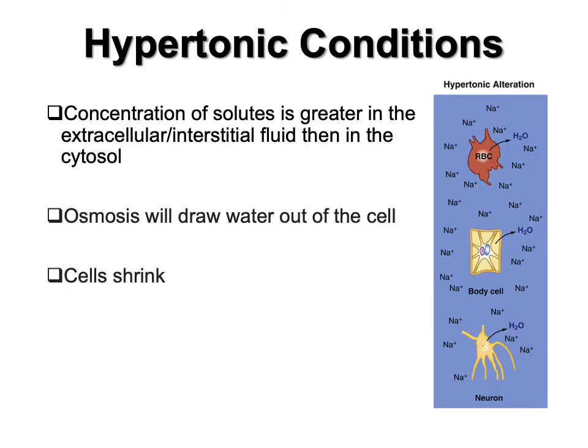Hypertonic conditions occur when the concentration of solutes is greater in the extracellular interstitial fluid compartments than the concentration of solutes in the cytosol. This situation occurs with dehydration or hyperglycemia, hypernatremia, high cholesterol, or severe vomiting and diarrhea. Really, any condition that will cause the blood to have more stuff than water can cause hypertonic conditions.